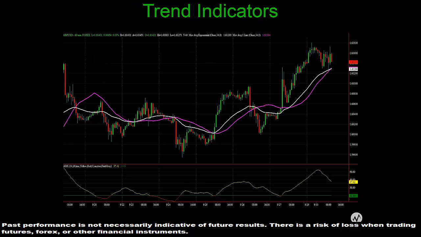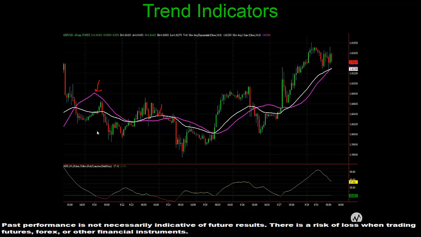First off, we'll go ahead with trend indicators here. I have three of them on this one. We have an EMA, which is your exponential moving average. That's your white line. This line right in here, that white line, that's your EMA. Then you have your pink one, which is your SMA. This is your simple moving average.